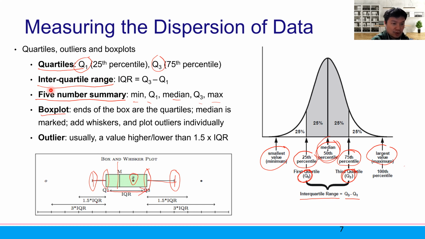If the data contains an outlier, it means the outlier is a value that is higher or lower than 1.5 multiplied by the IQR. So if the data is beyond this point, it means the data is an outlier. After the 1.5 IQR, the data is considered an outlier.